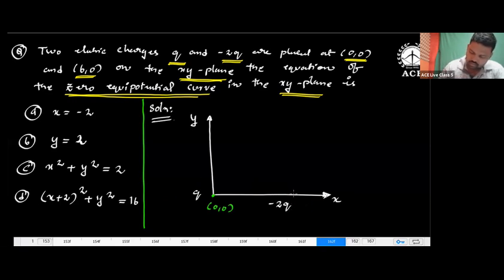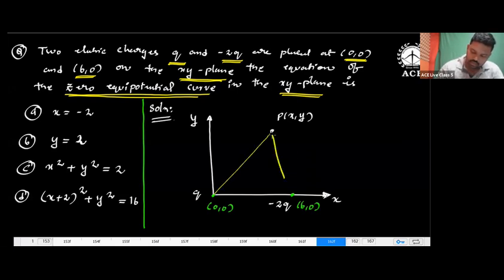Minus 2Q. Here it is, 6, 0. Beta, where is it asking? Somewhere here. In the XY plane, he is asking for the curve of zero potential. So I'll take some arbitrary point P with coordinates x, y. Clear?